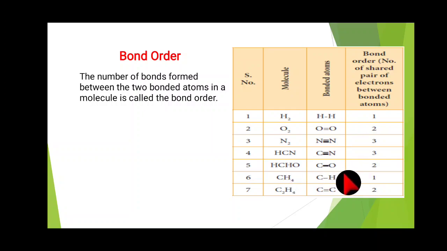In formaldehyde, number of bonds between carbon and oxygen, two bonds. Carbon and hydrogen in methane, one bond. In ethane, between two carbon, two bonds. So bond order is nothing but number of bonds between two bonded atoms in a molecule.